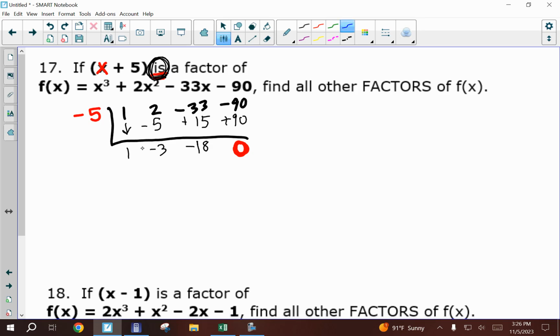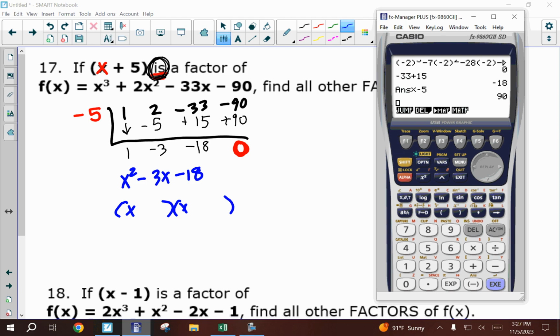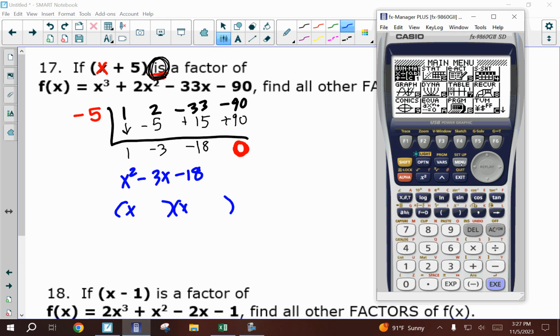This problem, because we did synthetic division, is now x squared minus 3x minus 18. And if we want to find all of the other factors, all we have to do is factor this one. Now this one is not a simple GCF, it's a simple ABC. So you can either find numbers that multiply to negative 18 but add to negative 3, or you can use the life hack that we learned a long time ago.